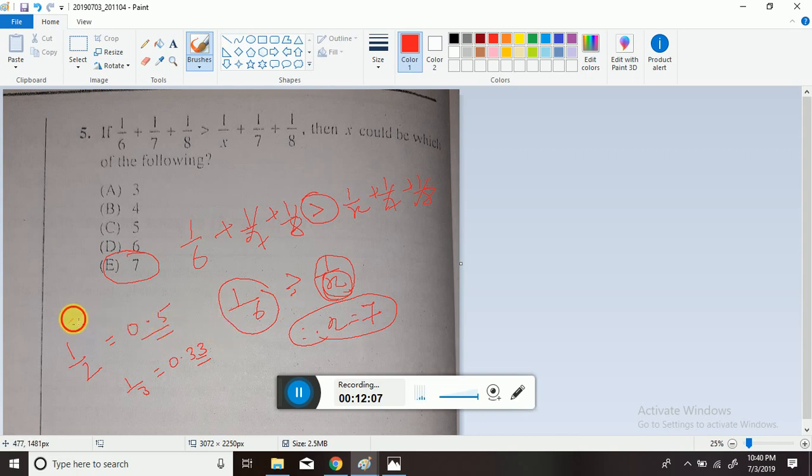This type of comparison you should always do while solving a problem, which makes it very easy for you to solve. Okay, now let us see the next problem.